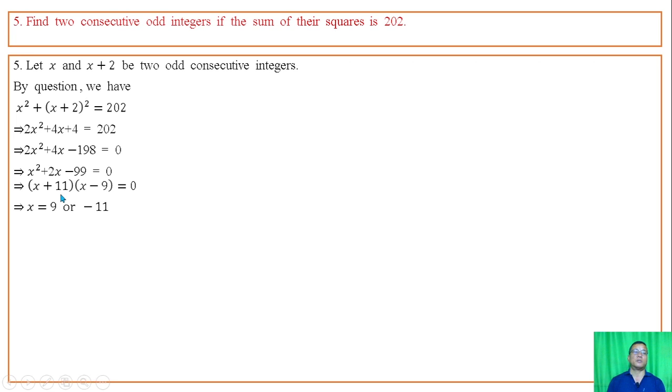First factor gives x plus 11 equal to 0, gives x equal to minus 11. x minus 9 equal to 0 gives x equal to 9. But x equal to 9 is possible. x equal to minus 11 is invalid. Hence the two consecutive odd integers are 9 and 11.